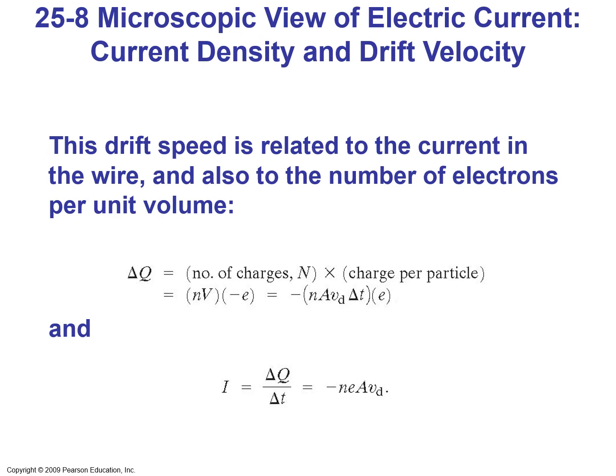dQ is equal to the number of charges N multiplied by charge per particle, and we call it N times minus e, the charge of the electron. And that is equal to minus n A v_d delta t times e. As usual, we define I, current, as delta Q over delta t, and delta t cancels out, and we will have minus n times e, electron charge, times A, cross-section, times v_d, drift velocity.